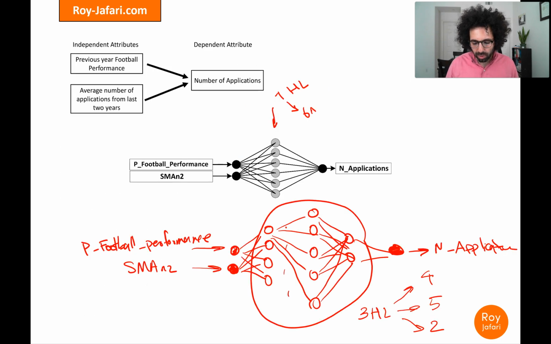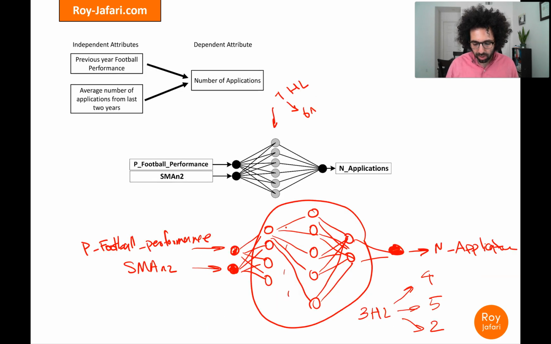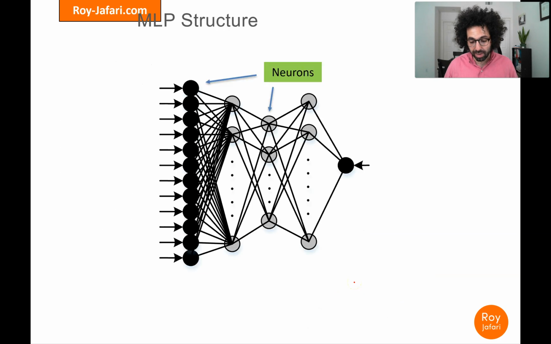So when we have one hidden layer, in this example, we had one hidden layer that had 6 neurons. In this example, we had 3 hidden layers, which had 4 neurons, 5 neurons, and 2 neurons, right? So that's a matter of design.